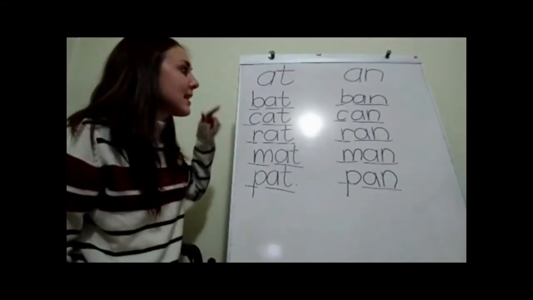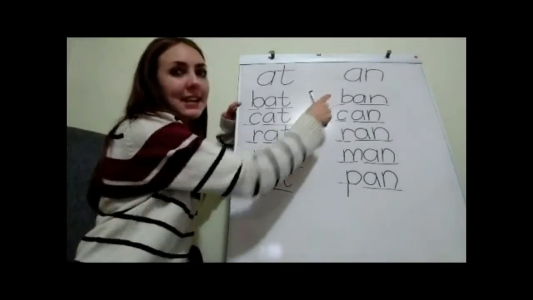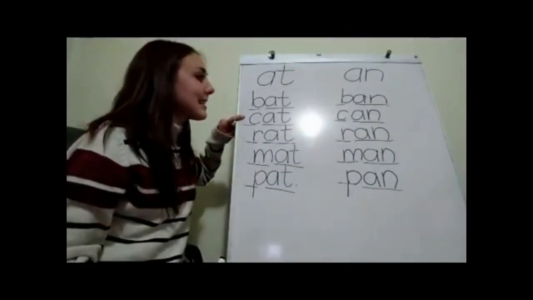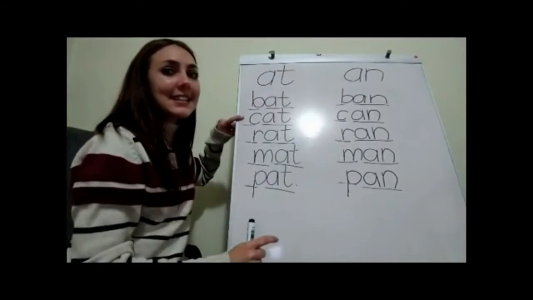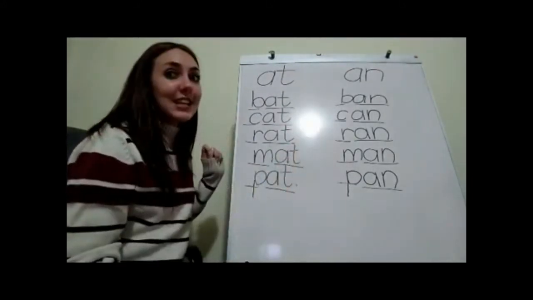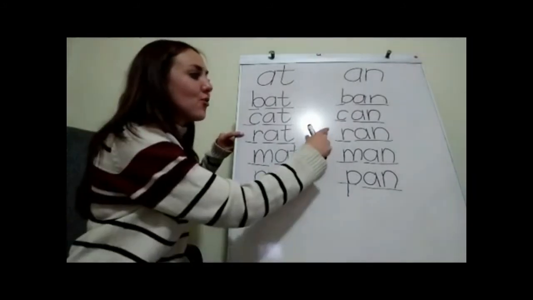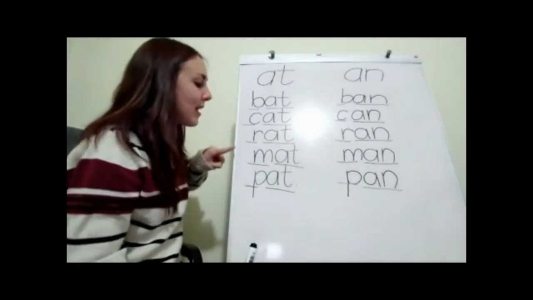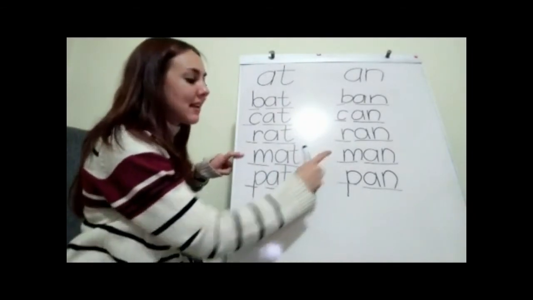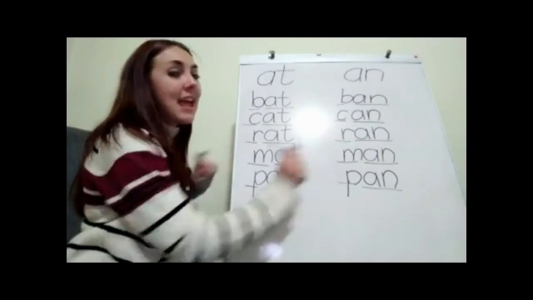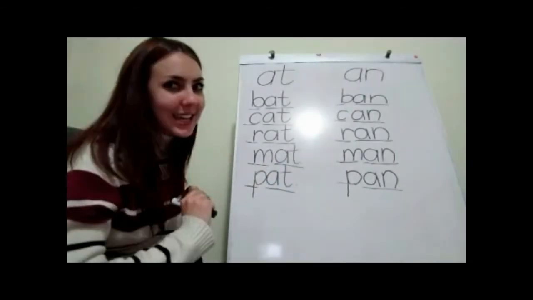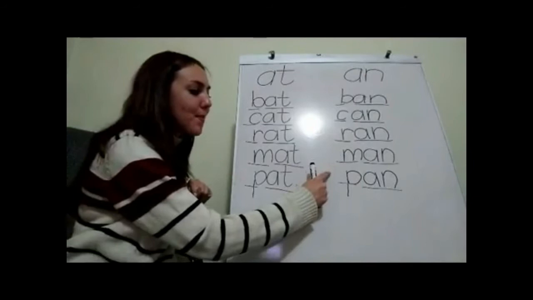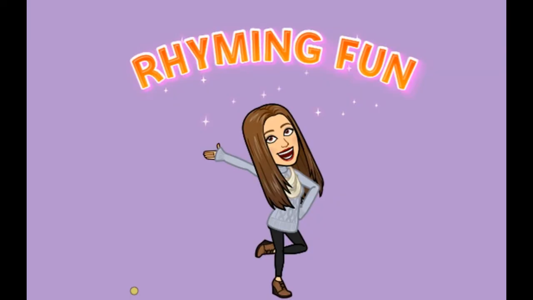Now let's pair them up so we can hear the difference. The first one is bat and ban. Bat and ban. The next one is cat and can. Cat and can. Rat and ran. Rat and ran. Let's do another one. Mat and man. Mat and man. And the last one, you guessed it, pat and pan. Pat and pan. Well done, guys.